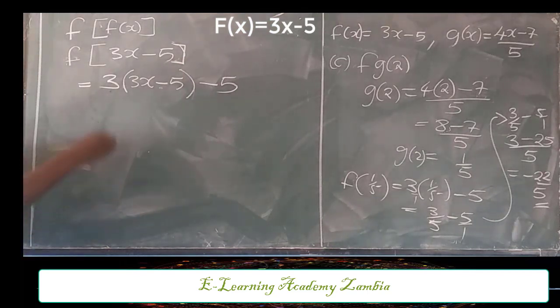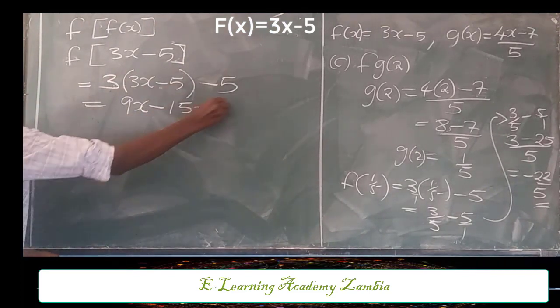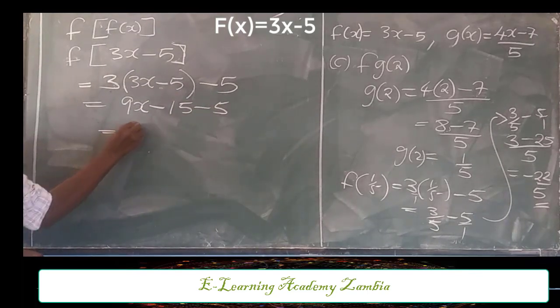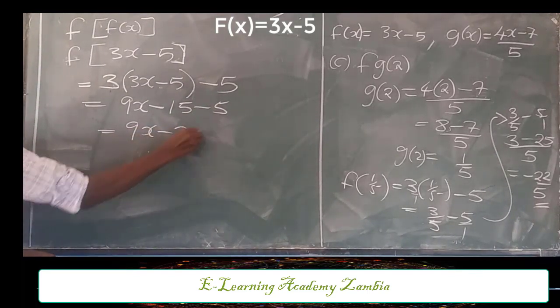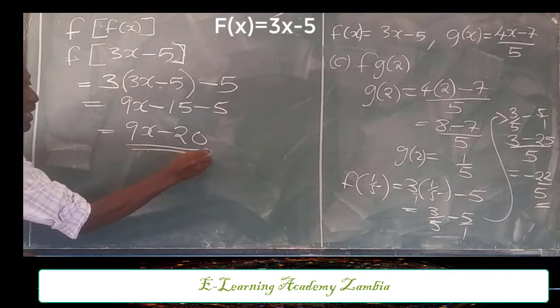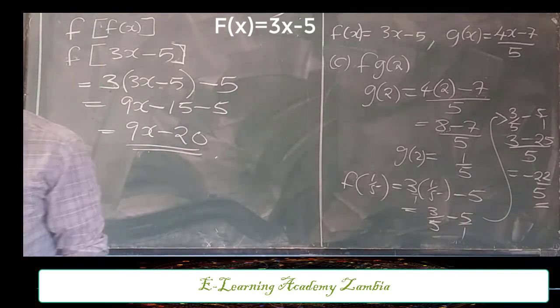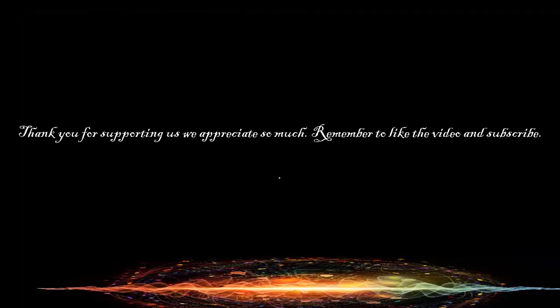Then you can simplify it. Do 3 times 3x minus 5. It will give you 9x minus 20. And this marks the end of our short presentation.